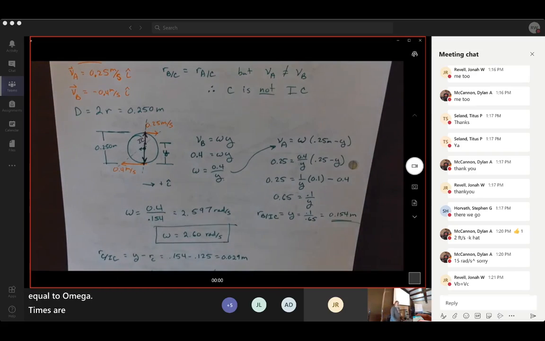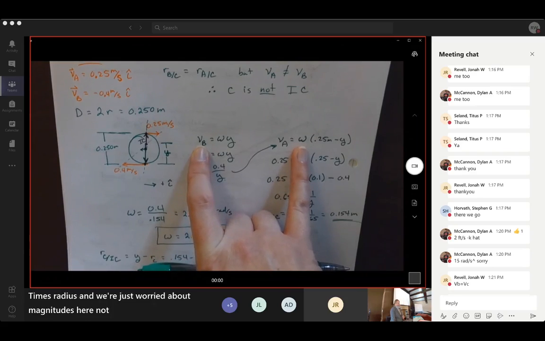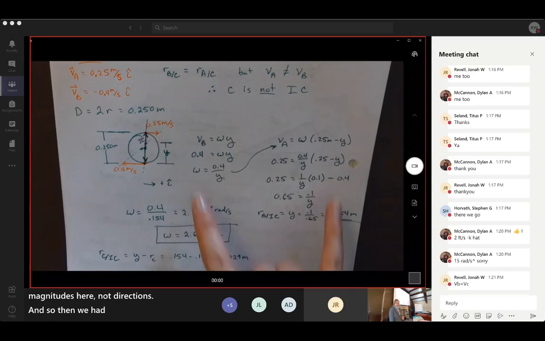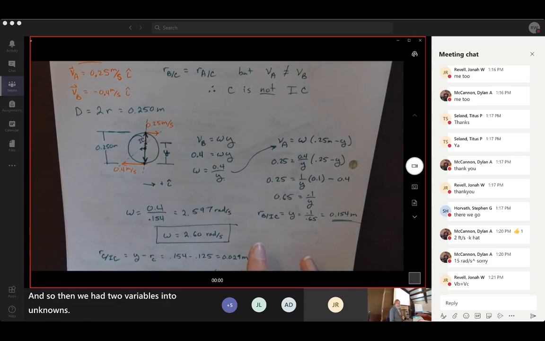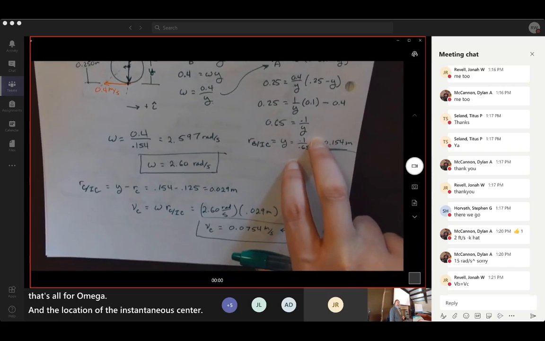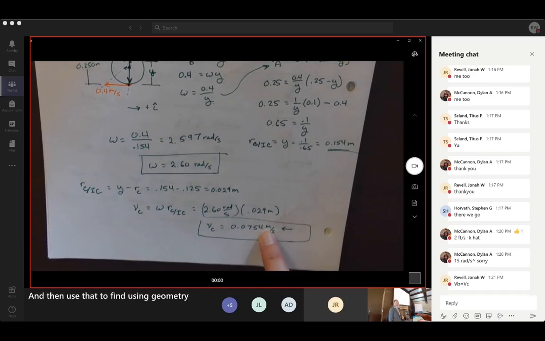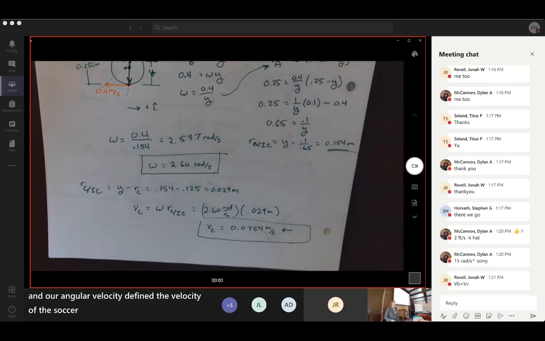and we're just worried about magnitudes here, not directions. And so then we had two equations and two unknowns. We could solve for omega and for the location of the instantaneous center, and then use some geometry and our angular velocity to find the velocity of the center of the cylinder.